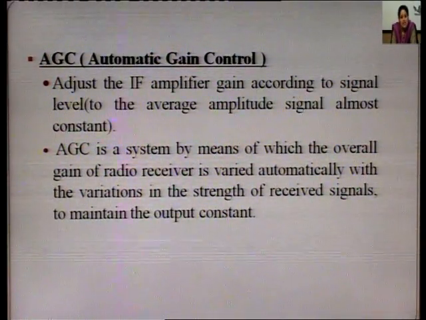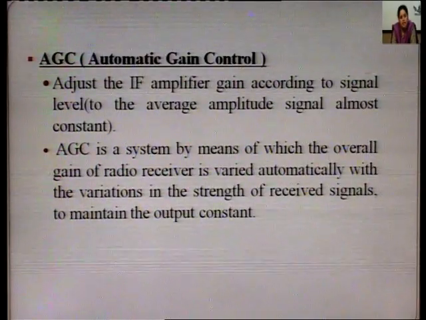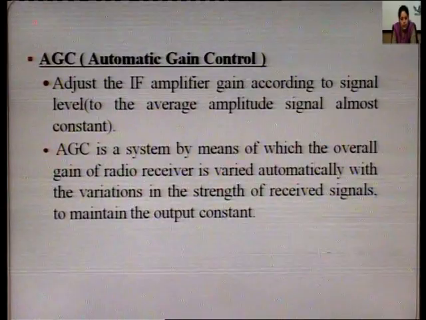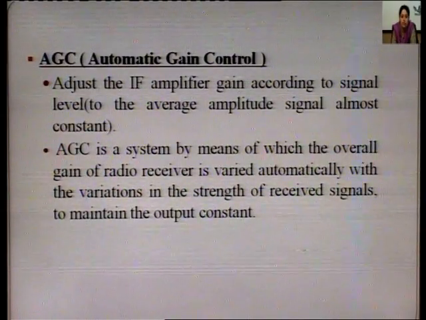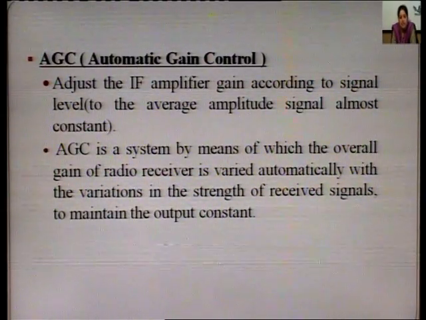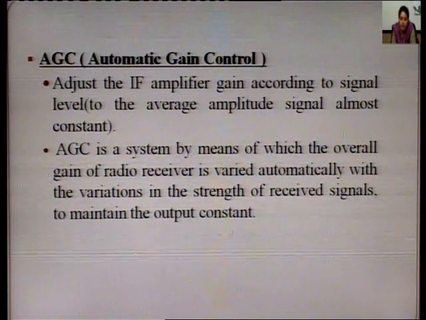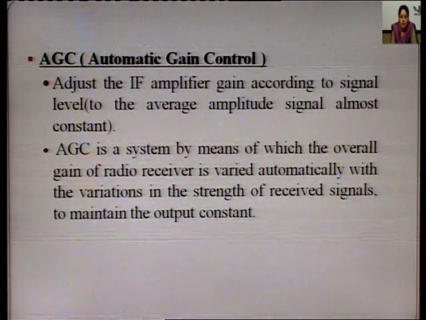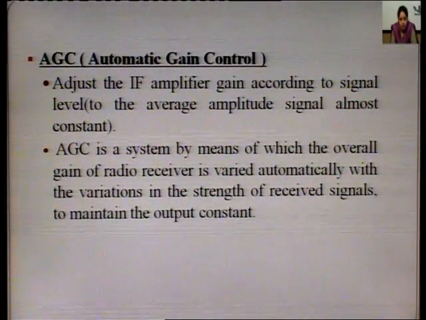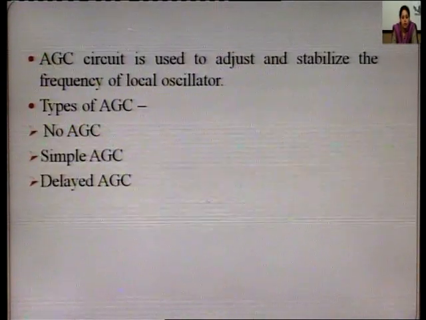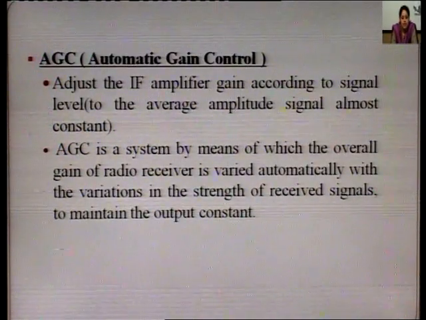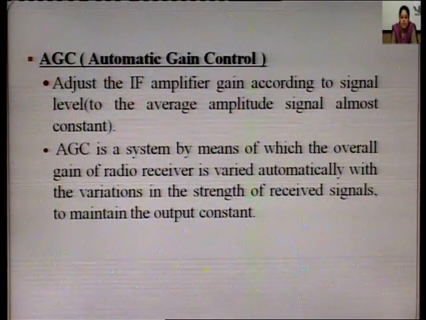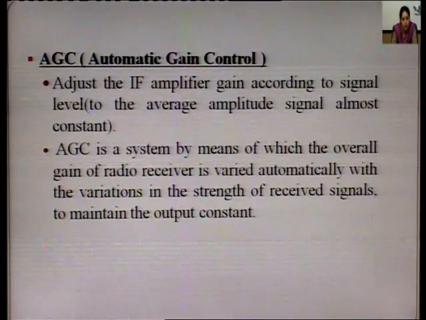So your weak signals are adjusted with higher gain and your strong signals are adjusted with lower gain. So automatic gain control provides a constant gain for the weak signals and the strong signals, so that you get a constant signal. It adjusts the IF amplifier gain according to signal level. AGC is a system by means of which the overall gain of a radio receiver is varied automatically with the variations in strength of received signals to maintain the output constant.